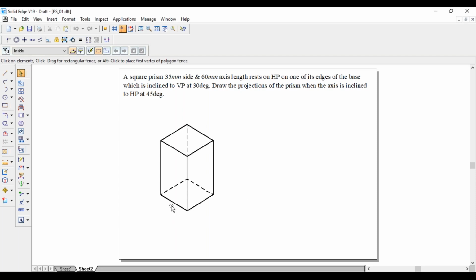So the square prism will be like that. The bottom face and top face are both squares, whereas these are connected with the help of rectangular faces. As we have two faces, we can't name both faces as A, B, C, D, as we named in the planes. Because of that, the top face we name as A, B, C, D, whereas the bottom face we name as A1, B1, C1, D1.